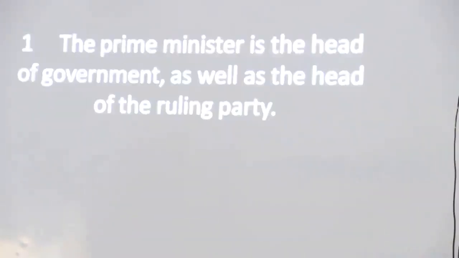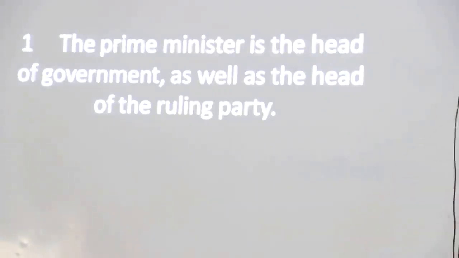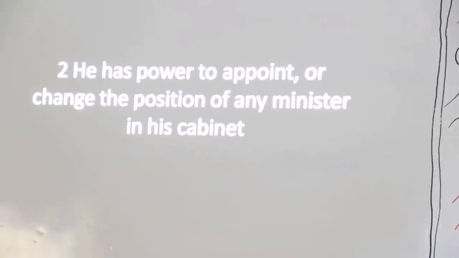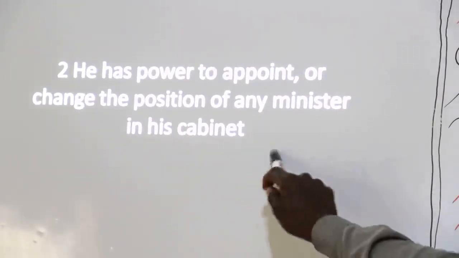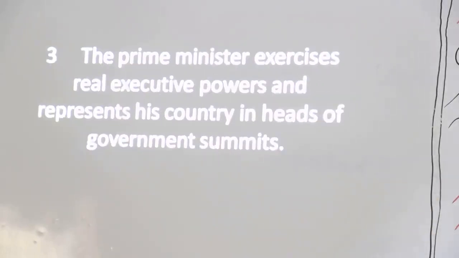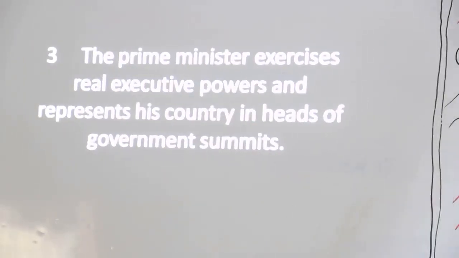Now, some duties of the Prime Minister. Let's quickly look at the functions of the Prime Minister. One, the Prime Minister is the head of government as well as the head of the ruling party. I think I've established that, because he has the power to appoint his ministers and he has the power to also dismiss them if they are not acting as expected. Two, he has power to appoint or change the position of any minister in his cabinet. You can swap their different ministerial offices. Three, the Prime Minister exercises real executive powers and represents his country in heads of government summits.